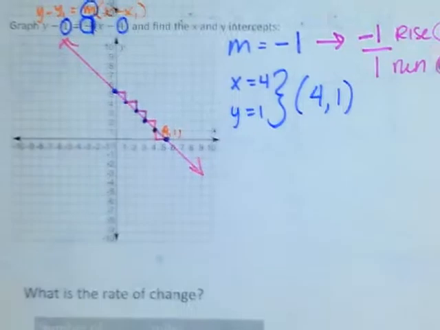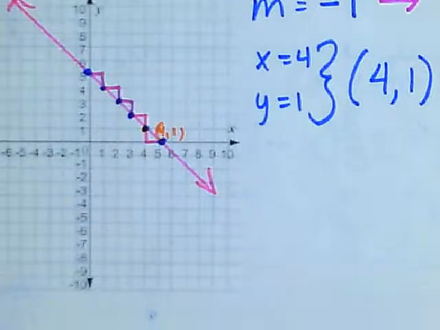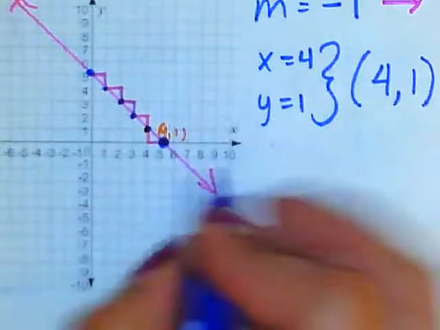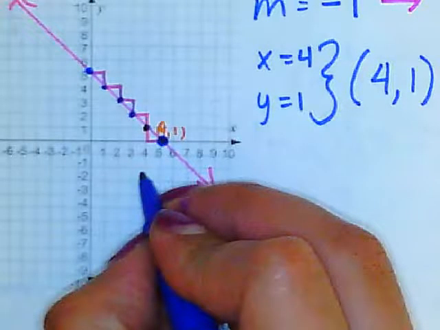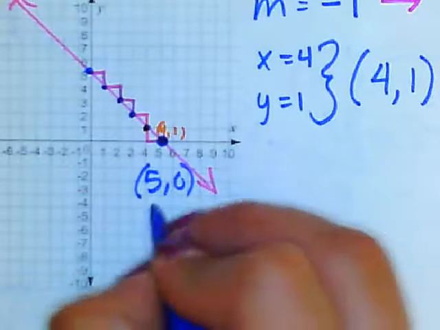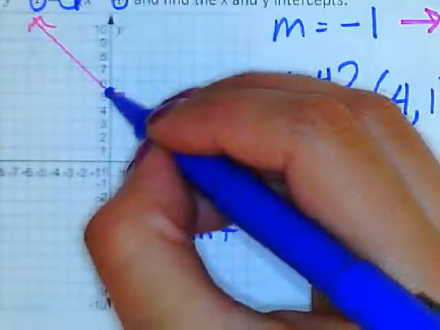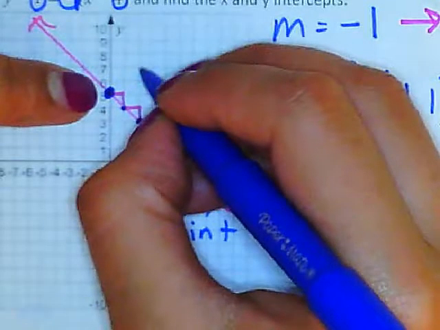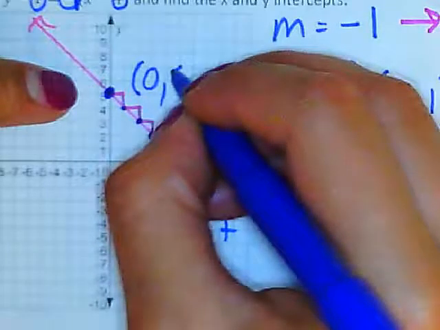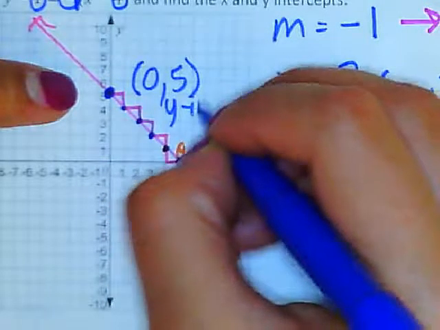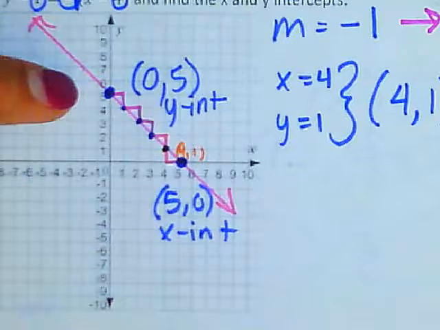And I can clearly see visually where they intercepted. So it intercepted the x-axis at 5. So that point would be (5, 0), and this is my x-intercept. It intercepted the y exactly here at 5. So it would be (0, 5) for my y-intercept. And that is my answer.